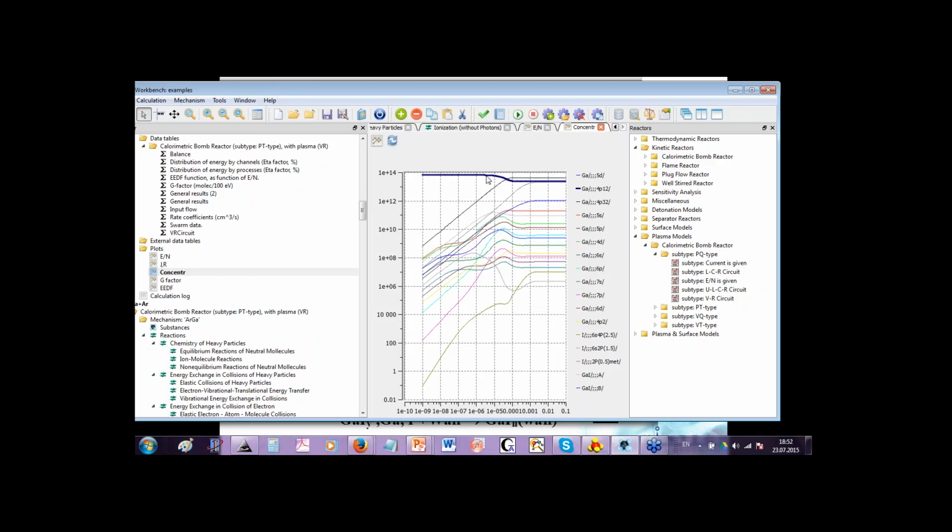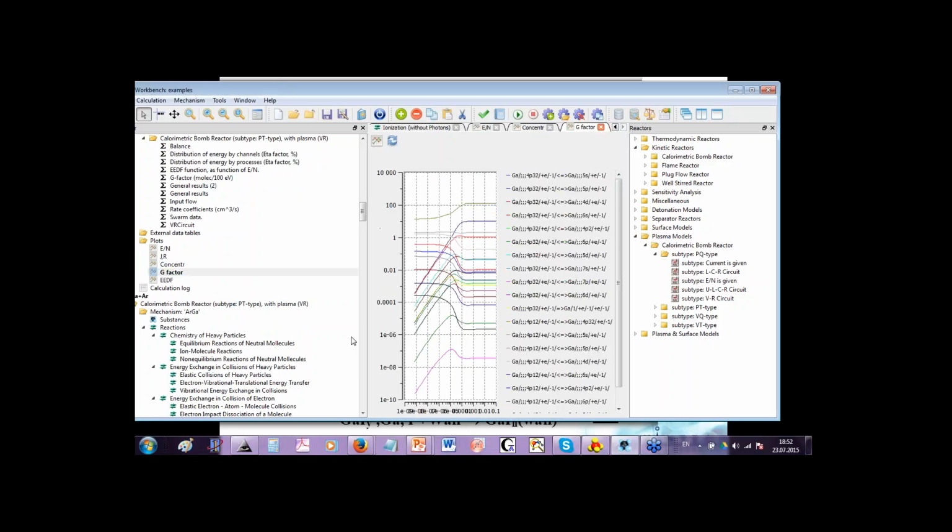This is the principal state of the gallium, and the formation of electronically excited species like the excited gallium iodide and the excited gallium in the state 5s. Well, it is possible to look for the G factor. The G factor is the number that shows you the efficiency of the excitation in this particular process.